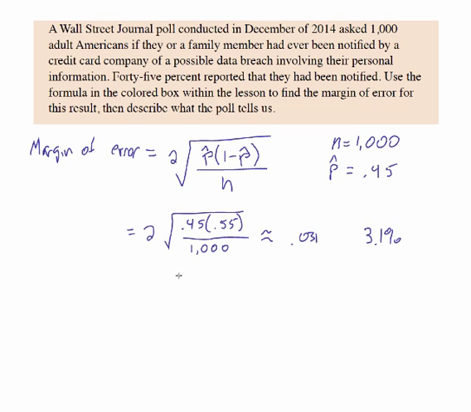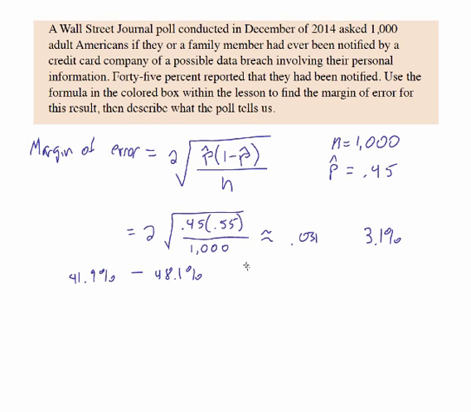Now it's up to us to describe what that actually tells us. Well, remember, 45% of people, of the 1,000 people polled, gave this particular response. If we subtract 3.1% from 45%, that leaves us with 41.9%. And if we add 3.1% to 45%, we get 48.1%.